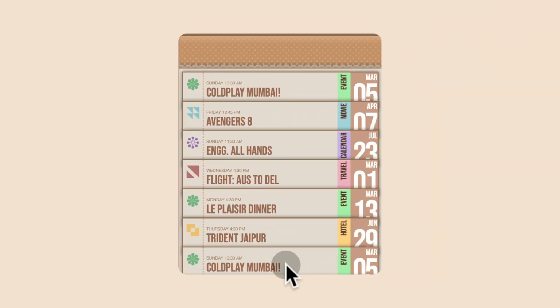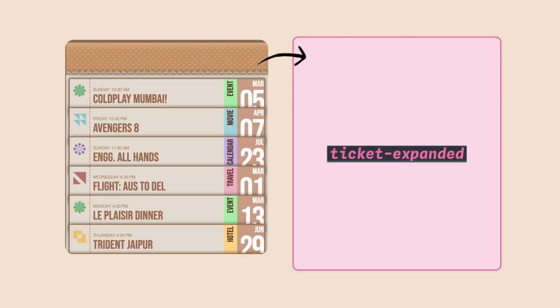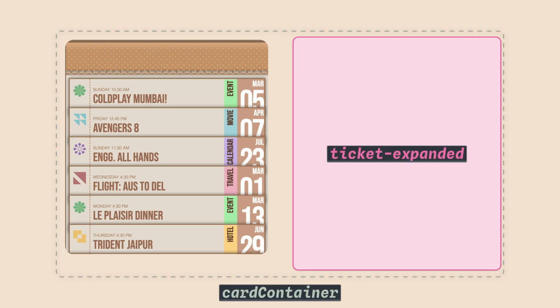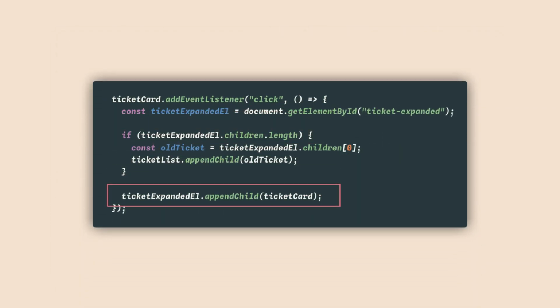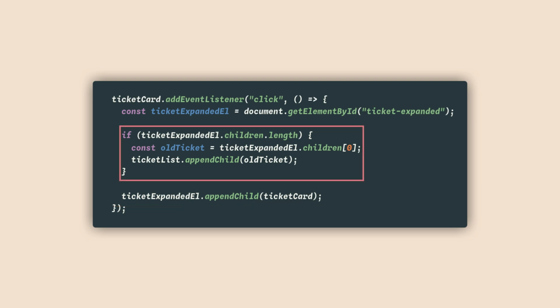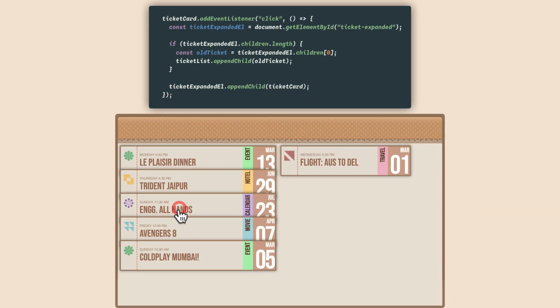Upon clicking the ticket, it should animate and move to the right and open up as an expanded ticket. I'll rename card body to card container and make it a flex to contain both the ticket list and the expanded ticket. I've added a click event listener that adds the clicked ticket as a child. Also, clicking any other ticket should essentially put the active ticket back to the list. This works good for now.